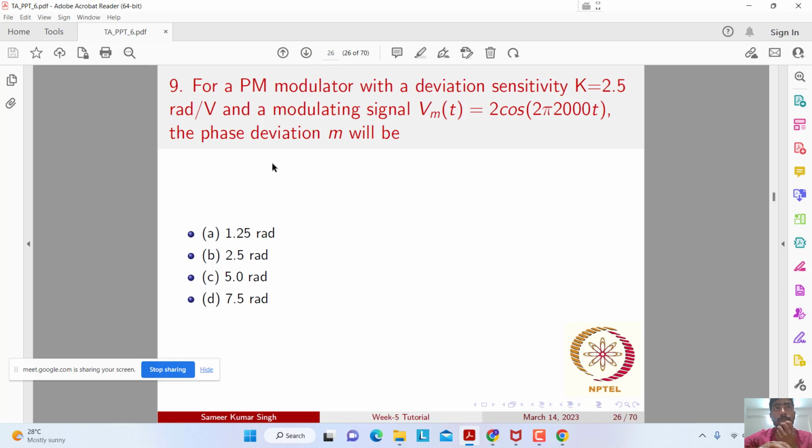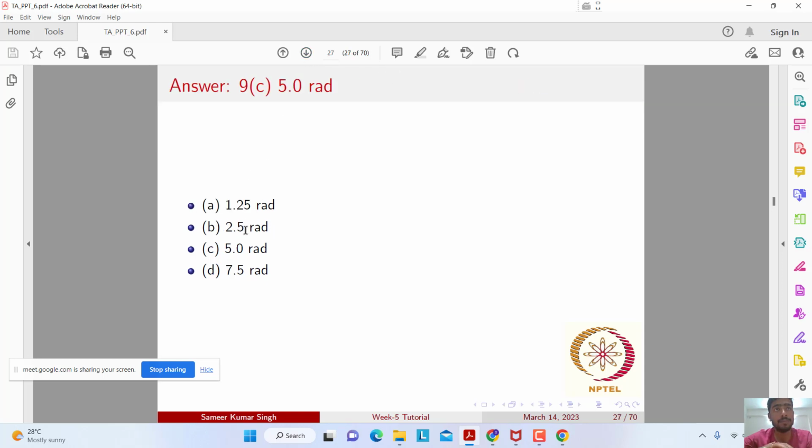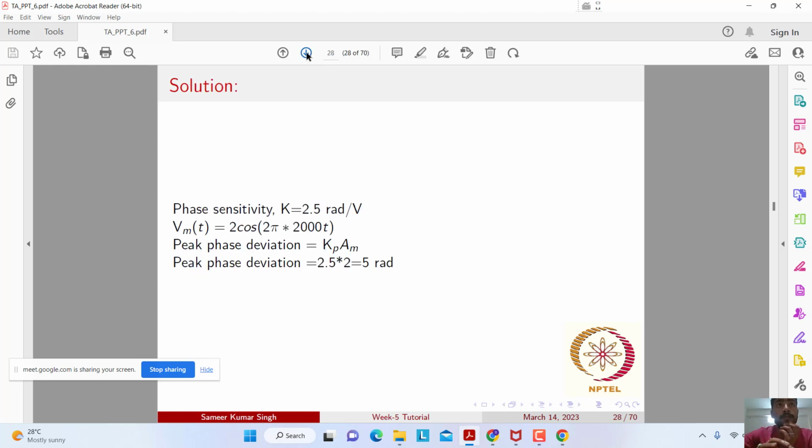There we have to calculate phase deviation. We have the message signal and deviation sensitivity, that is k. Actually, the answer will be C part. That is the explanation. We have k, that is 2.5 radian per volt. We have a message signal Vm(t), that is 2 cos 2 pi into 2000 t. So the peak phase deviation for phase modulation is kp times Am. kp is given as 2.5, and Am is 2. So that will become 5 radian. Okay, it's clear.